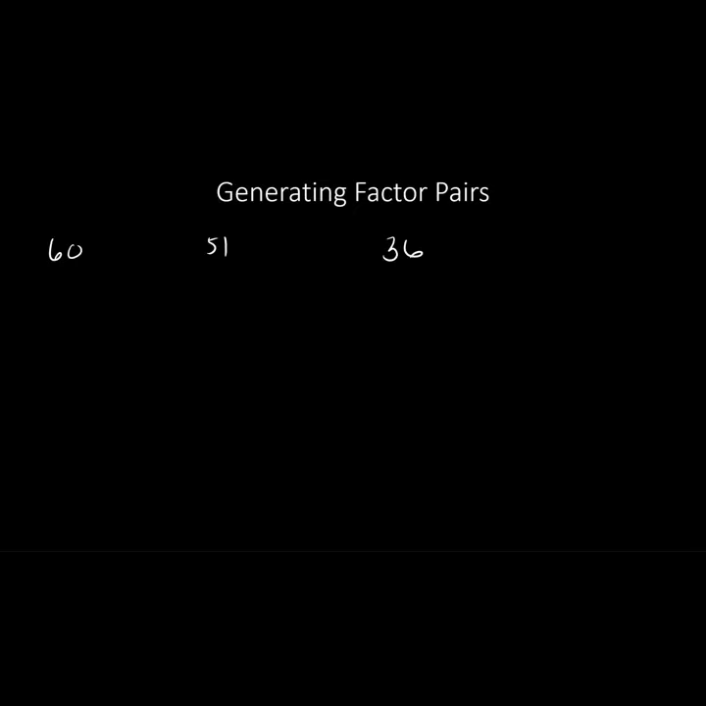When you are factoring quadratics, you often need to generate all of the possible factor pairs of a particular number. That can take a while and it takes some practice, but there are some things that you can do to make the process go a little bit smoother. So I'm going to do 3 examples and just talk you through how I would factor these.